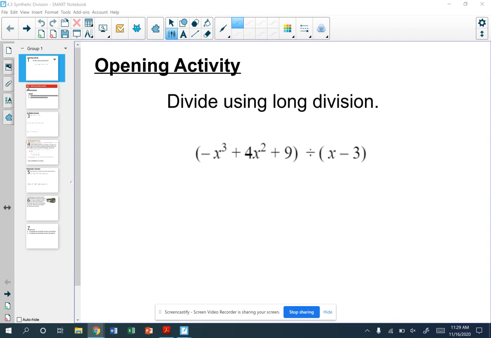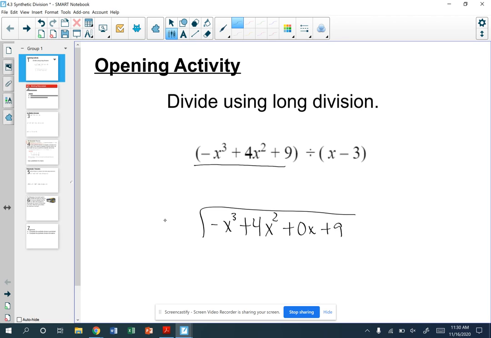So first, we notice that our dividend is here, so that's what's going to go under the divisor sign: negative x cubed plus 4x squared. Now notice that we don't have an x term, so we need to put a placeholder there, 0x, and then plus 9. Now we are dividing that by x minus 3.